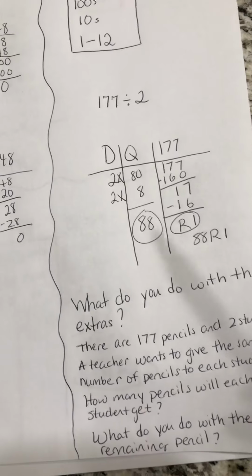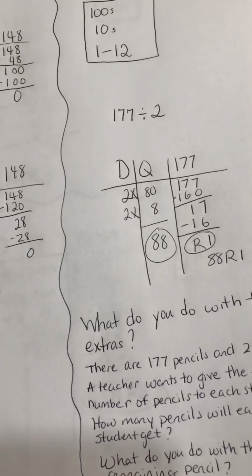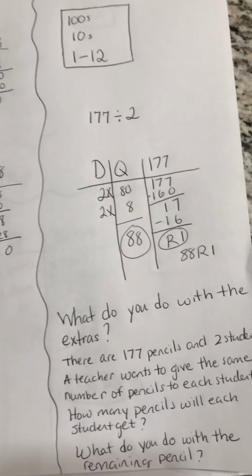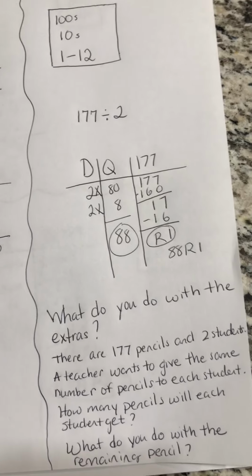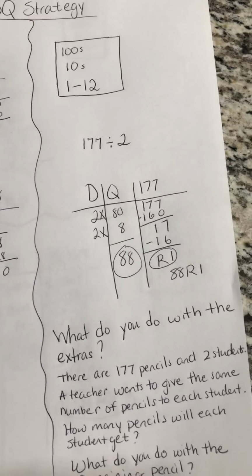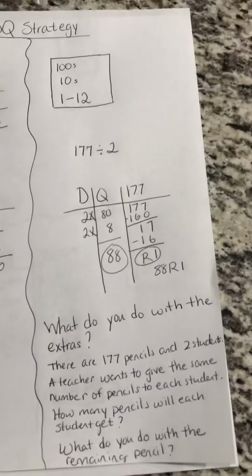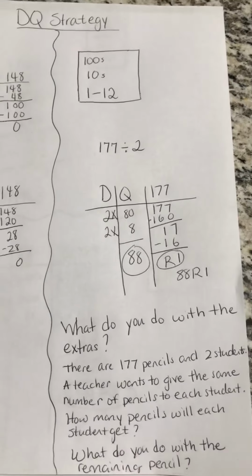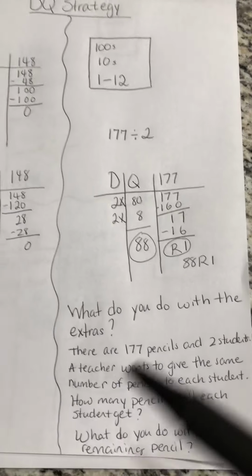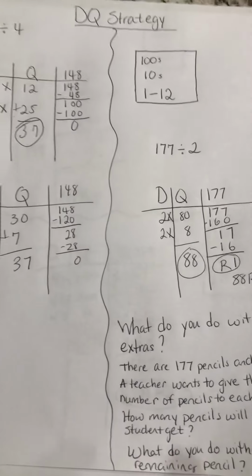Well, in this situation, I would say the teacher is just going to keep the pencil for herself, because it would not be polite or would not be nice to break it in half and give half to each person. That wouldn't really make sense. So a teacher would just keep the pencil for herself and let each student have 88 pencils. So again, it depends on the context of the story, and we will talk more about interpreting a remainder and looking at more word problems with that in our Google Meet sessions this week.